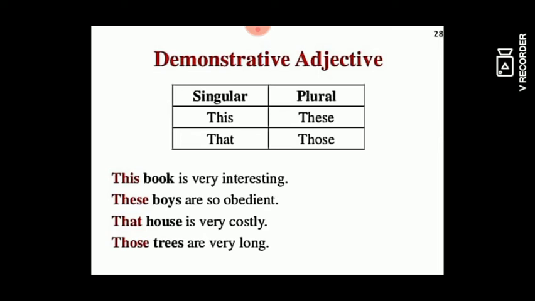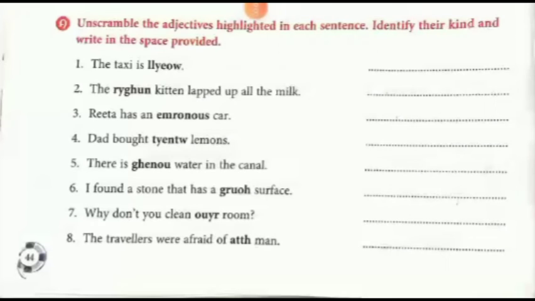You are pointing at the house which is far away, and the house is singular, so we are using that. That house is very costly. You are pointing out some trees which are far away from you. Trees are plural, so we are using those. Those trees are very long. So this, these, that, those, all these are demonstrative adjectives.